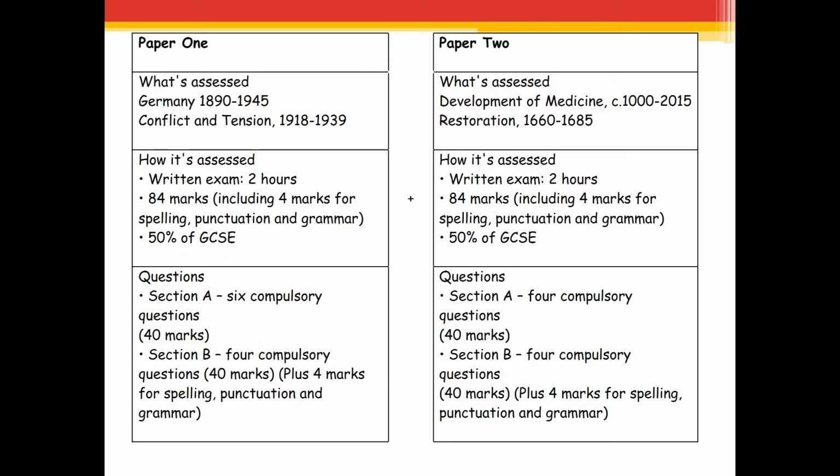So in terms of the assessment then, there are two papers that you study. The first paper you'll do is looking at international history. So there are your two modules, Germany and also the conflict and tension module. It's a 2-hour exam worth 50% of your GCSE.